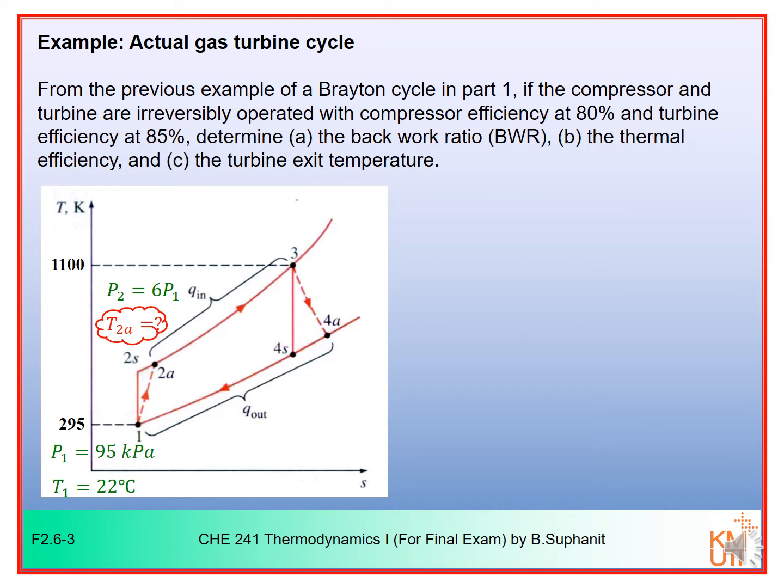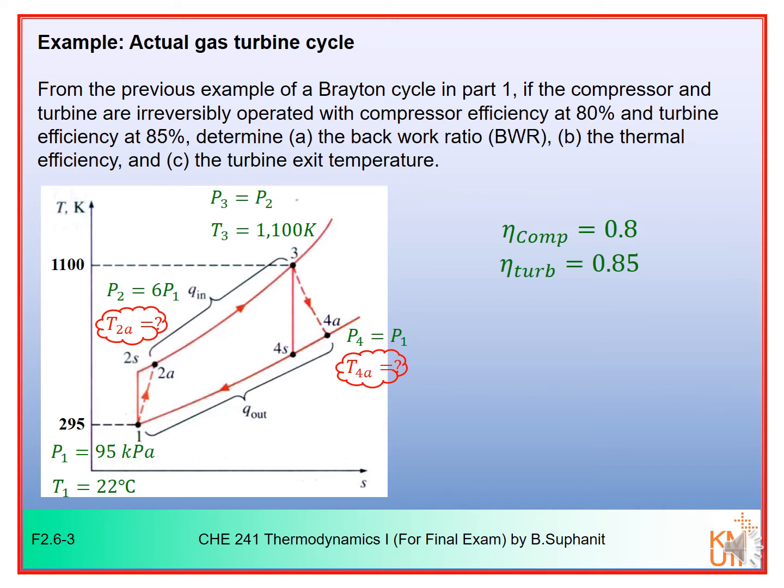Similar to point 1, state 3 is well defined. Both pressure and temperature are known. And lastly, only the pressure at point 4 is given. The isentropic efficiencies of both compressor and turbine are given, and we want to know three parameters as shown here.